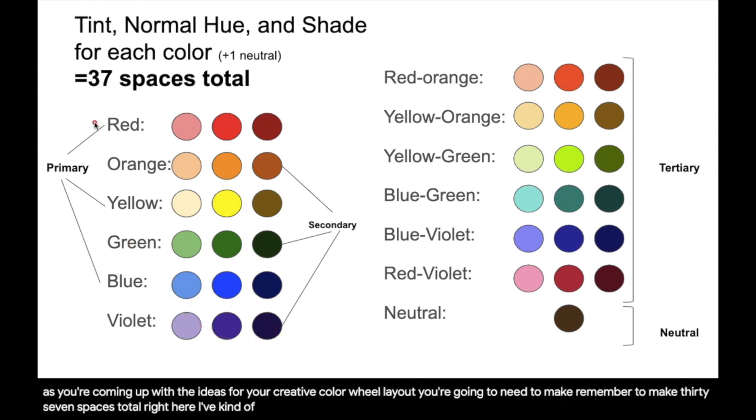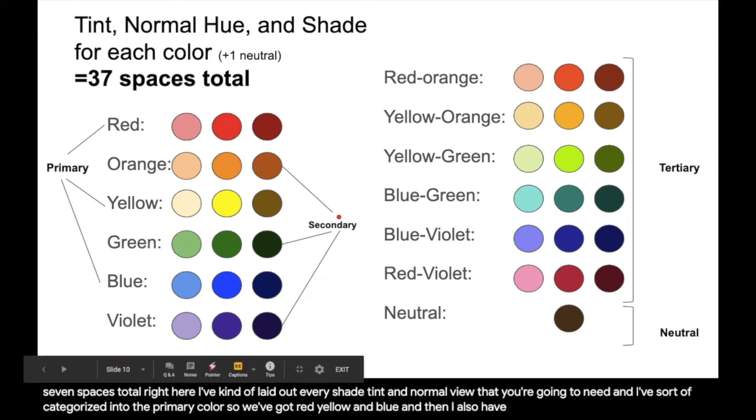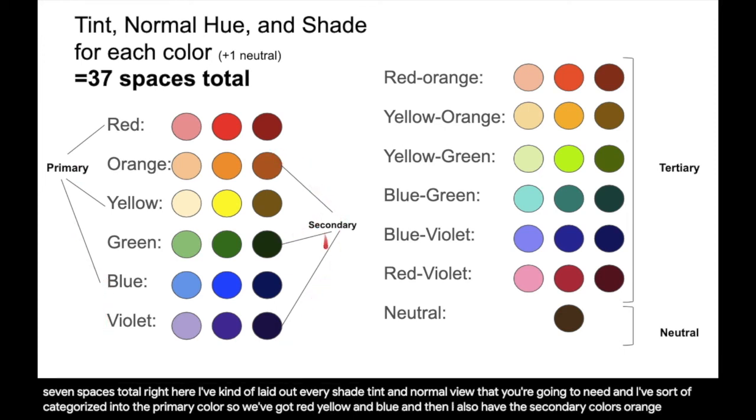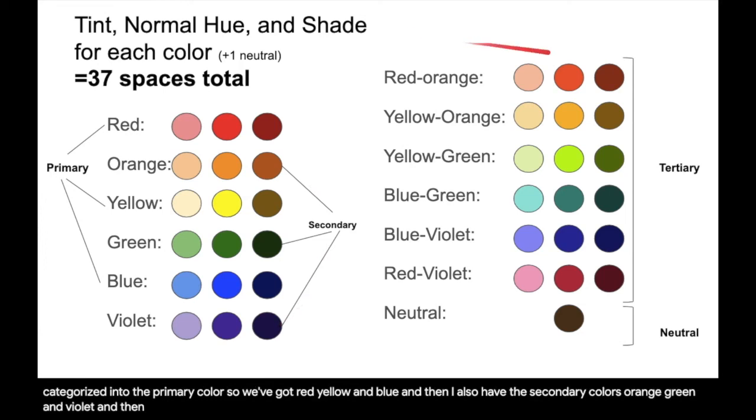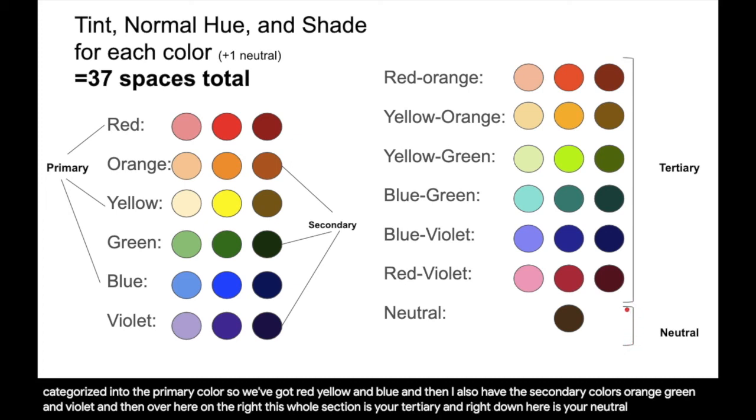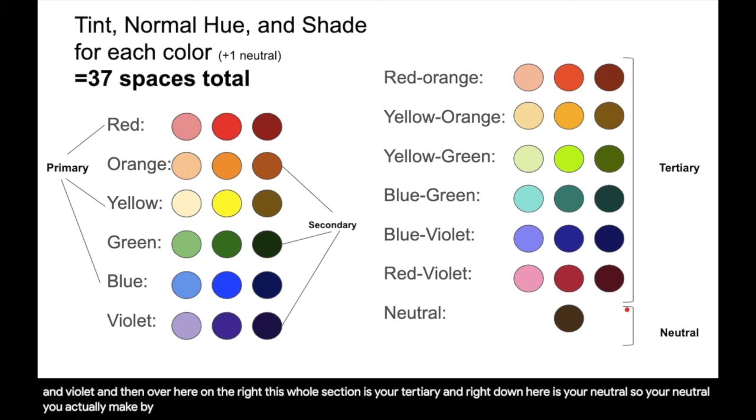Right here, I've kind of laid out every shade, tint, and normal hue that you're going to need. And I've sort of categorized into the primary colors. So we've got red, yellow, and blue. And then I also have the secondary colors, orange, green, and violet. And then over here on the right, this whole section is your tertiary. And right down here is your neutral. So your neutral you actually make by combining all three primary colors. So you mix together red, yellow, and blue, and you can get your neutral.